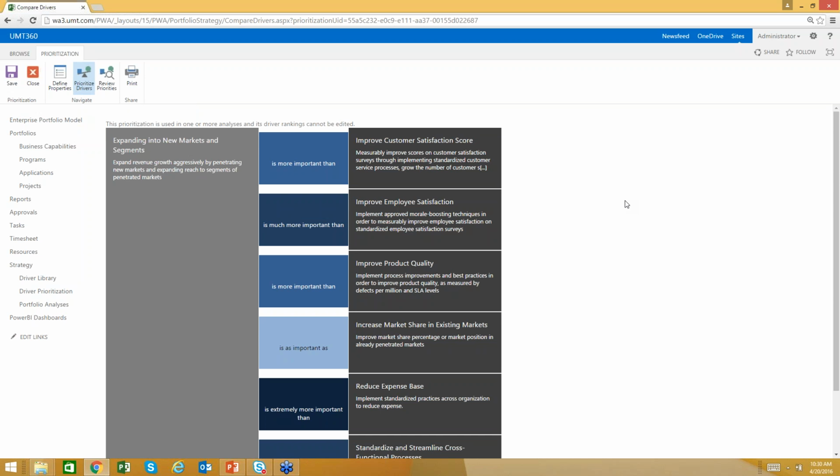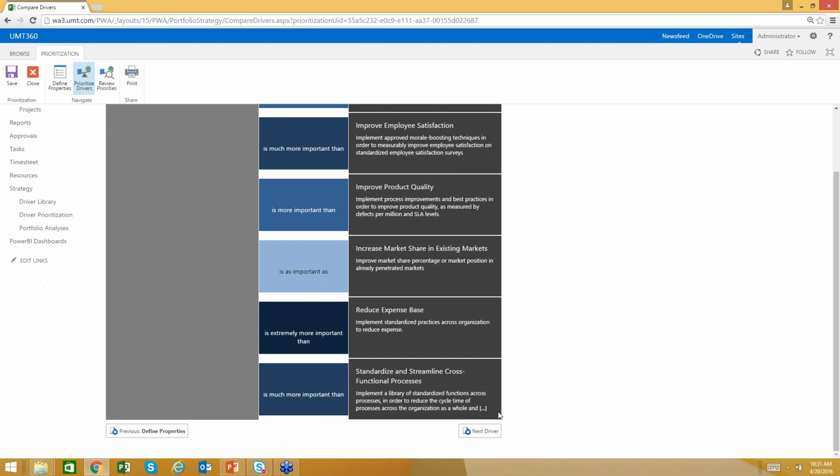As the name suggests, pairwise comparison allows you to compare pairs of things. In this case, we're taking each business driver that's been defined and looking at its importance relative to the others for the upcoming planning period. So the question I'm asking here is: expanded new marketing segments, is it more or less important than improved customer satisfaction or improved employee satisfaction? And you have a scale here from extremely more important all the way down to extremely less important. So in this case, expanded new marketing segments is more important than improved customer satisfaction, is much more important than improved employee satisfaction, and so on.